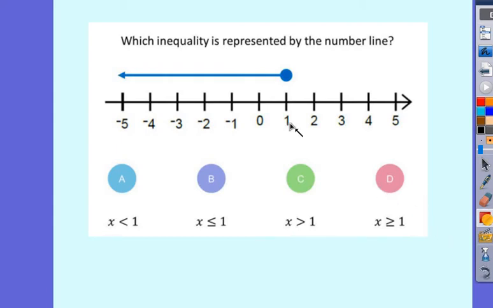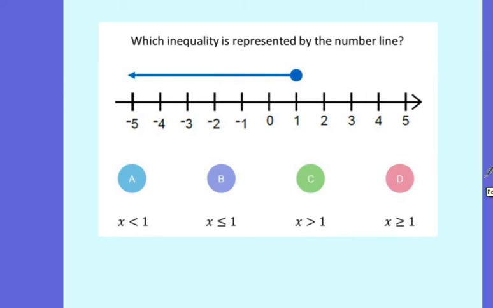Okay, Year 8, in your light blue books, is it A or is it B? Is it C or is it D? Which inequality has been represented by this number line? Pause the video, have a little think. Okay, let's work it out. We've got a filled in circle, so we know that number is included, so 1 is included. We've got an arrow going less than, so we want all the numbers that are less than 1, but including 1. So the answer I was looking for is B.